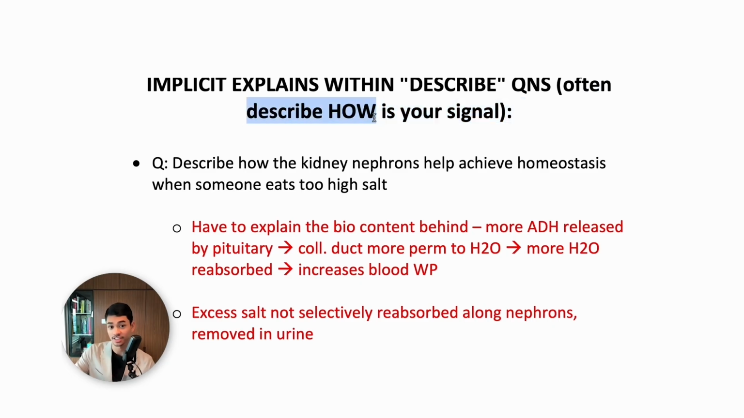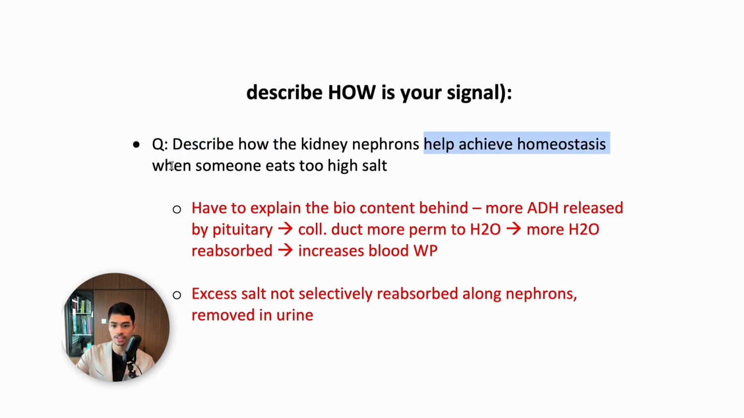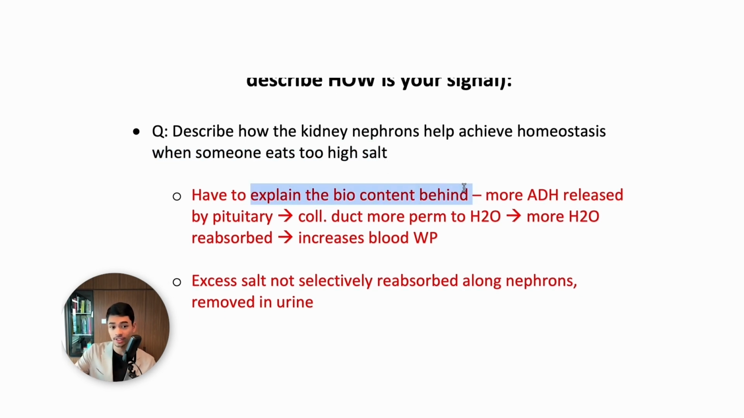That's your signal that it's actually an explain question. So like you see this one, describe how the kidney nephrons help achieve homeostasis when someone eats too high salt. So we have to explain the bio content behind this, right? Firstly, there's two parts of this question we need to explain. One is, how does the body achieve homeostasis of water potential? Second one is, how does the body achieve homeostasis of the amount of salt? Because there's too much, right? I need to get rid. So we need to explain these two things.